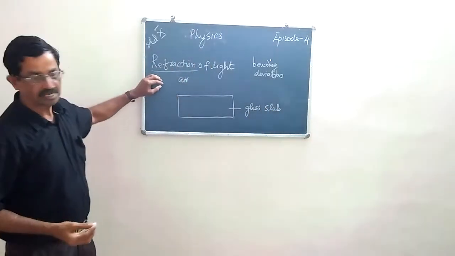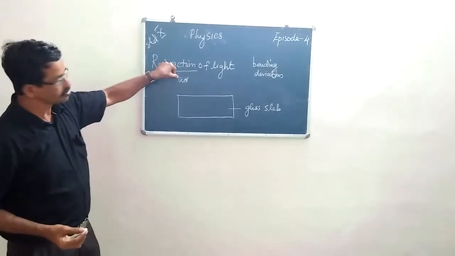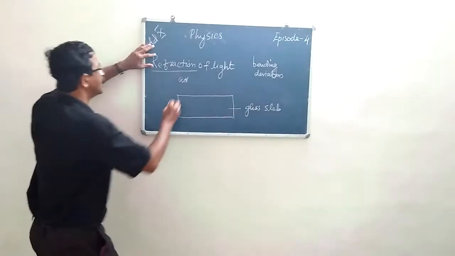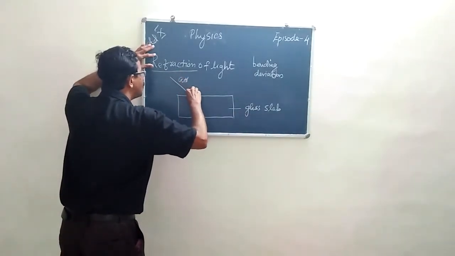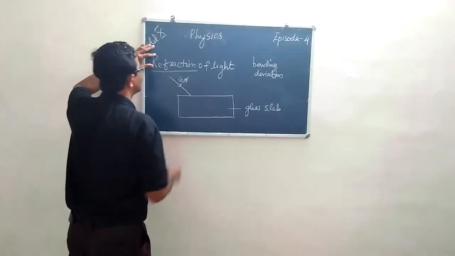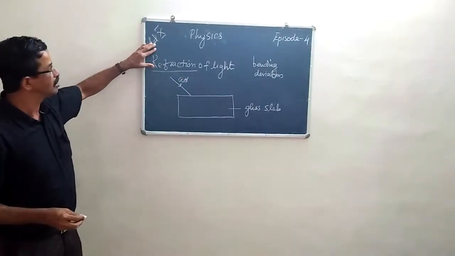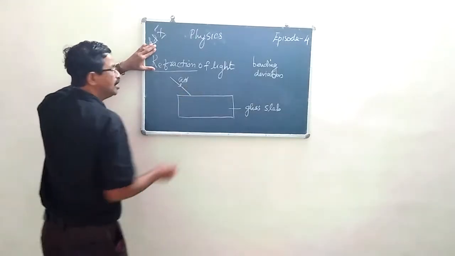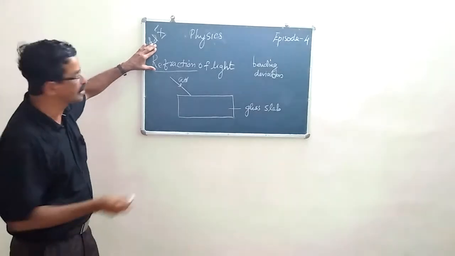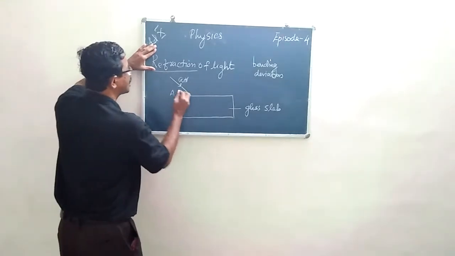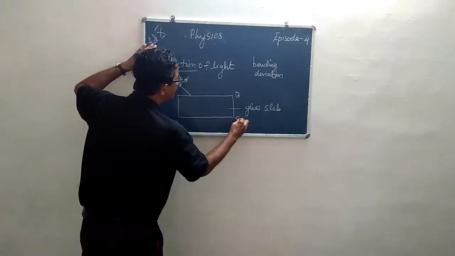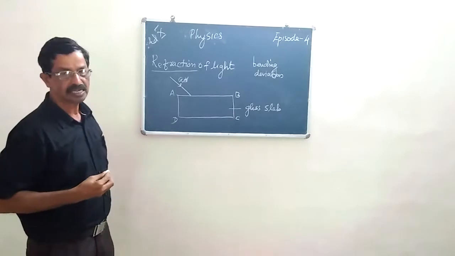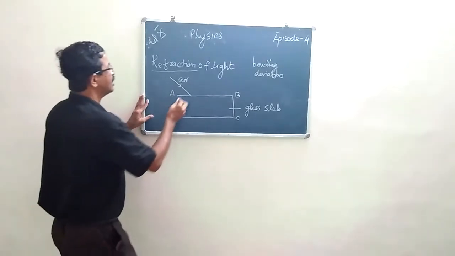Here two mediums are, one air and the second one is a glass slab. Suppose a ray of light from a laser torch is incident obliquely. Obliquely means making some angle with this side. Suppose this glass prism we mark as A, B, C, D. Now to this side AB, a ray is incident at an angle.